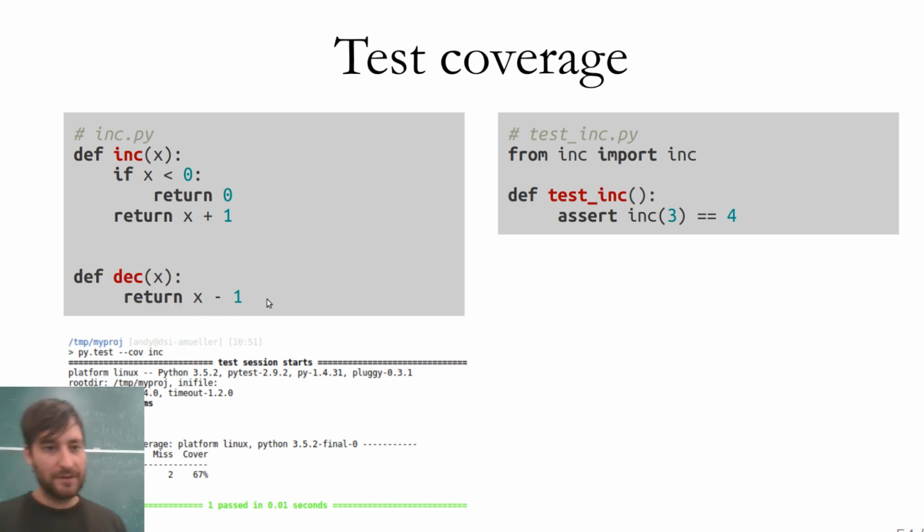So if I do pytest --cov inc, that means check the coverage of the inc file or the inc module. It tells me there are 6 statements: 1, 2, 3, 4, 5, 6. And it missed 2, which is actually this one and this one.